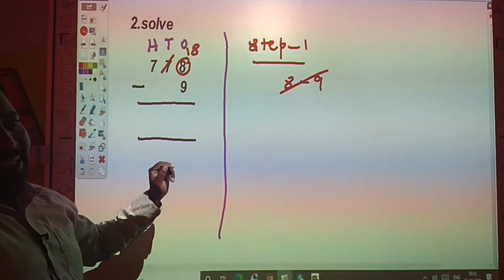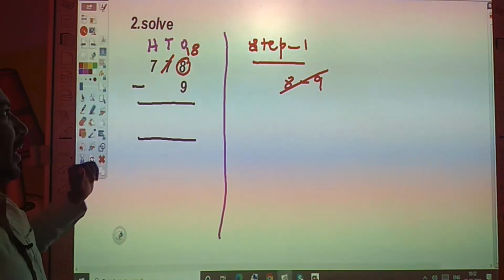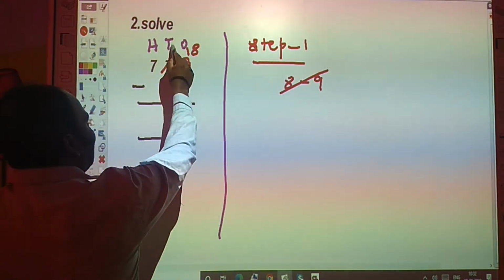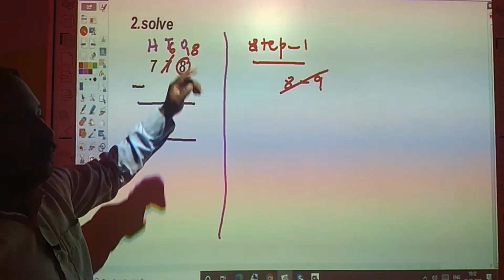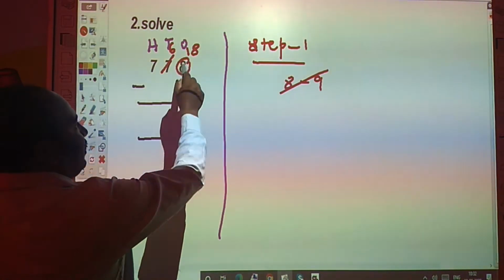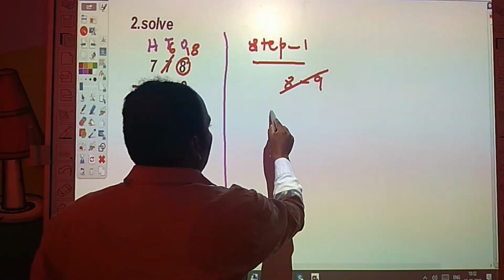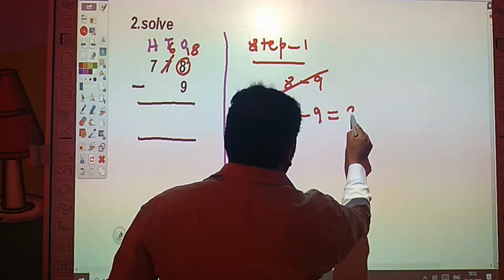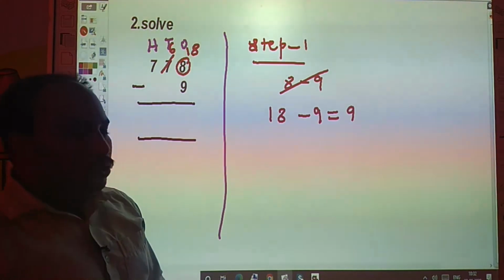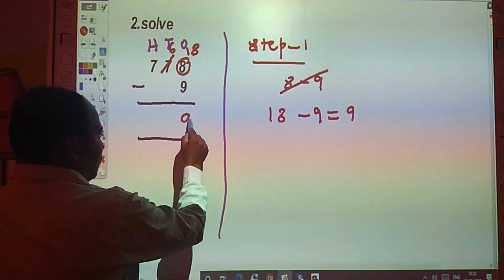8 becomes 18 and 7 becomes 6. Now 18 minus 9 is possible. 18 minus 9 is equal to 9. The number 9, write in the ones place.